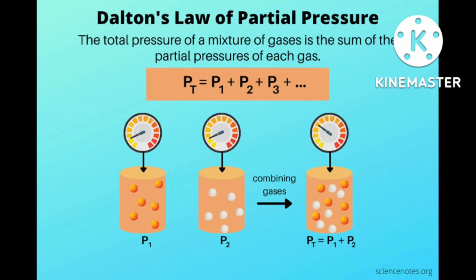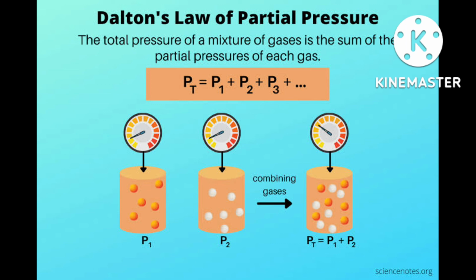Third step, what you have to do: you take any one of the three equations you have written for P1, P2 and P3. As an example, take P1. P1 is equal to n1RT upon V. Now divide both sides by the total pressure. So you get P1 upon total pressure on the left side.